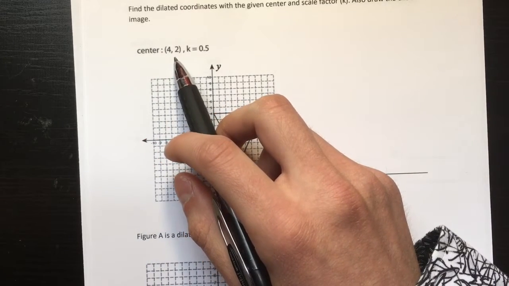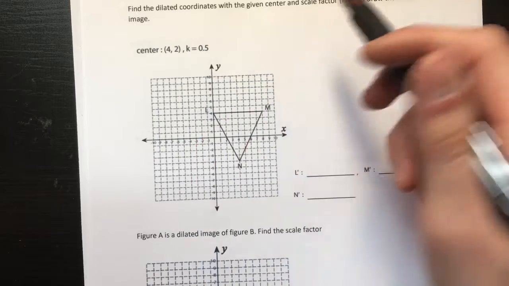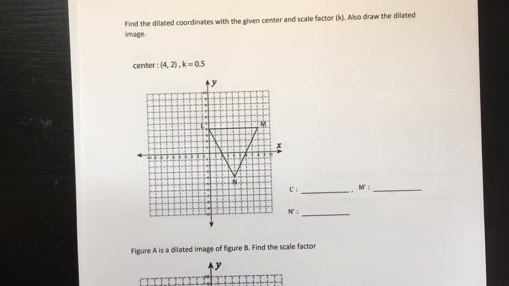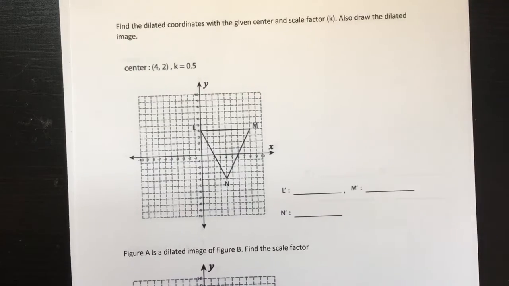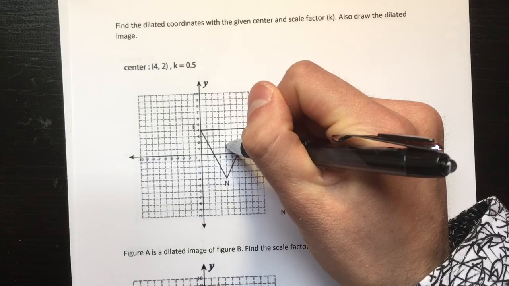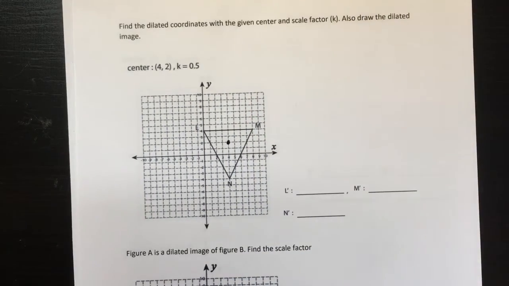So our center is going to be at (4, 2), and our scale factor is going to be 0.5 or 1/2. So I think a great place to start with this is just to identify our center. If our center is at (4, 2), I'm just going to go 4 over, 2 up. And there we have our center.